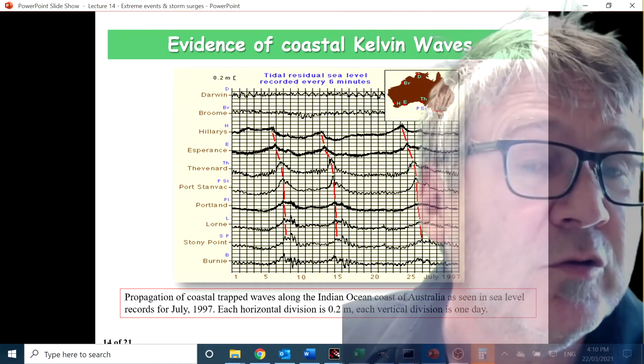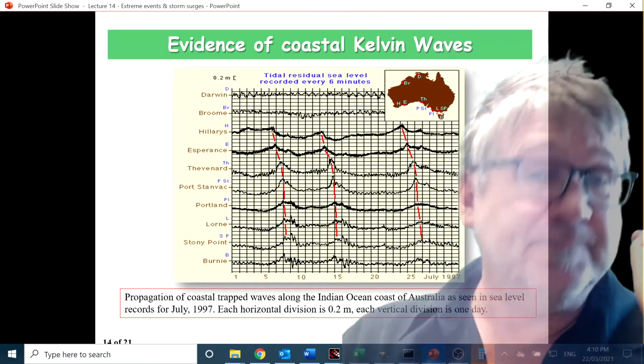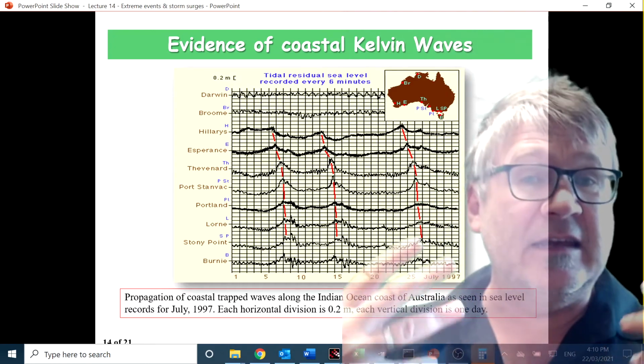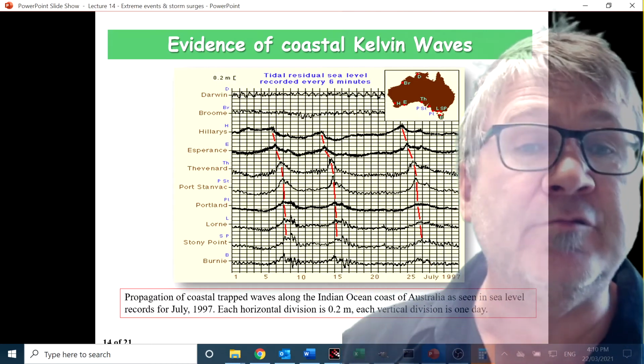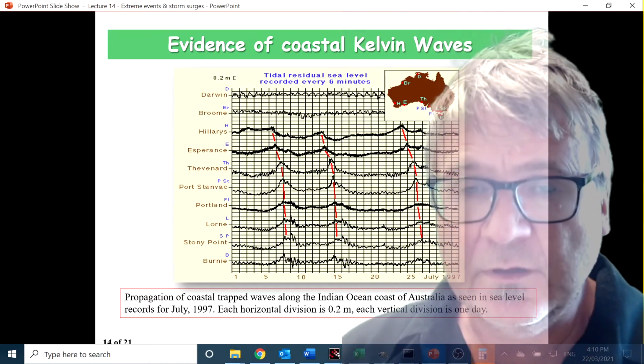So these waves are truly fascinating, and they actually create a teleconnection between different regions. All right.